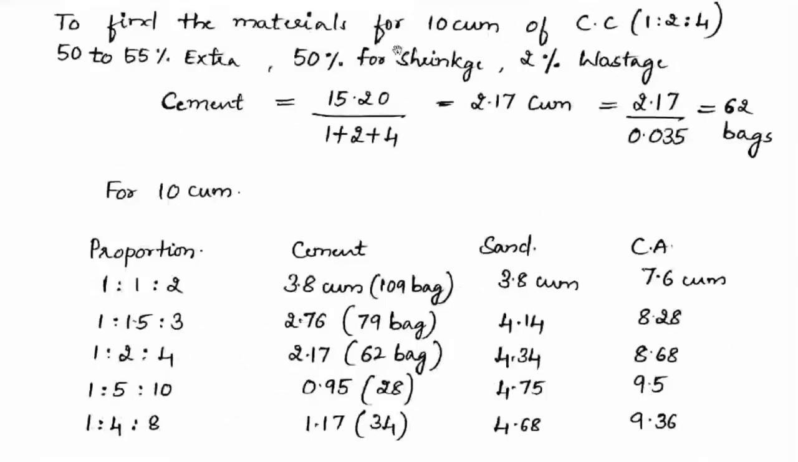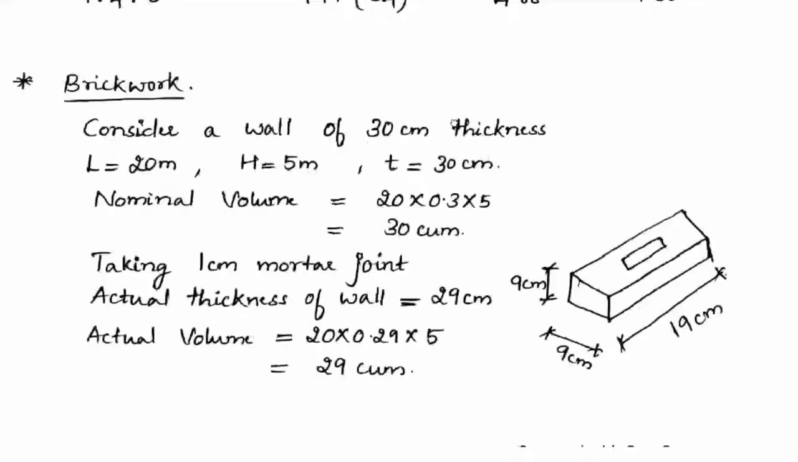In this way, for concrete you have to do the calculation. In the exams also, sometimes they say M15 grade of concrete, or they say M20 grade of concrete. Only this proportion will change. Other things will remain the same. In that way, you have to do the calculations.